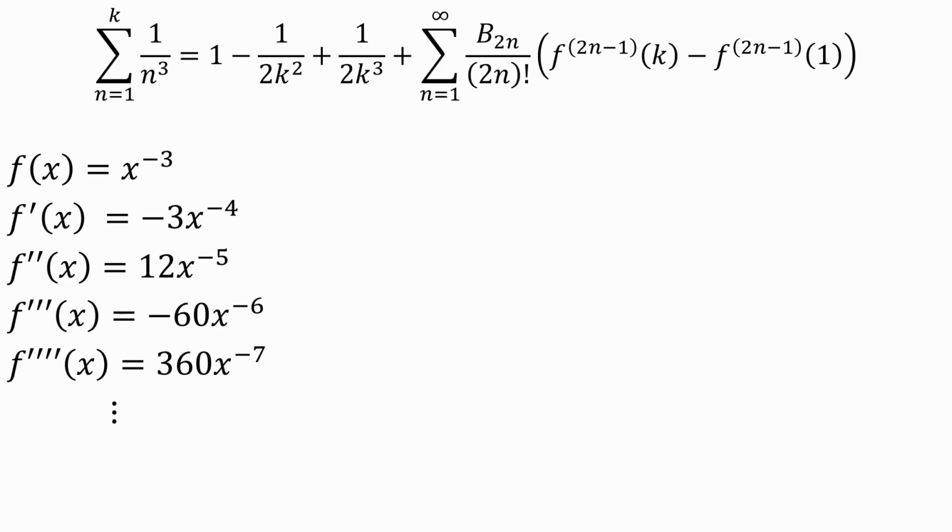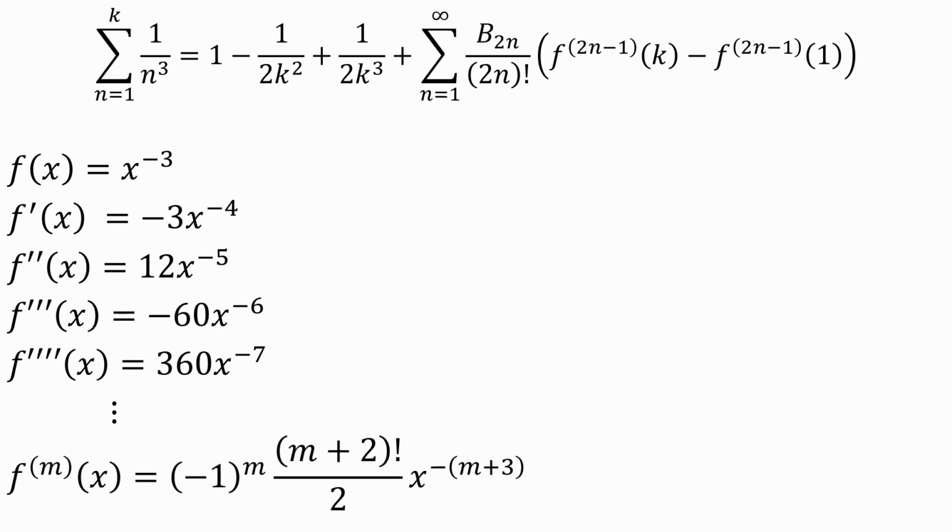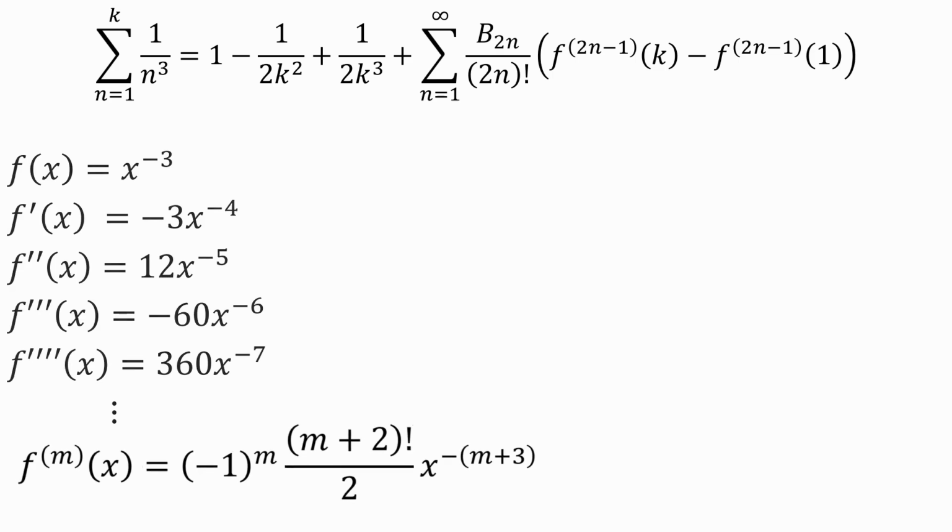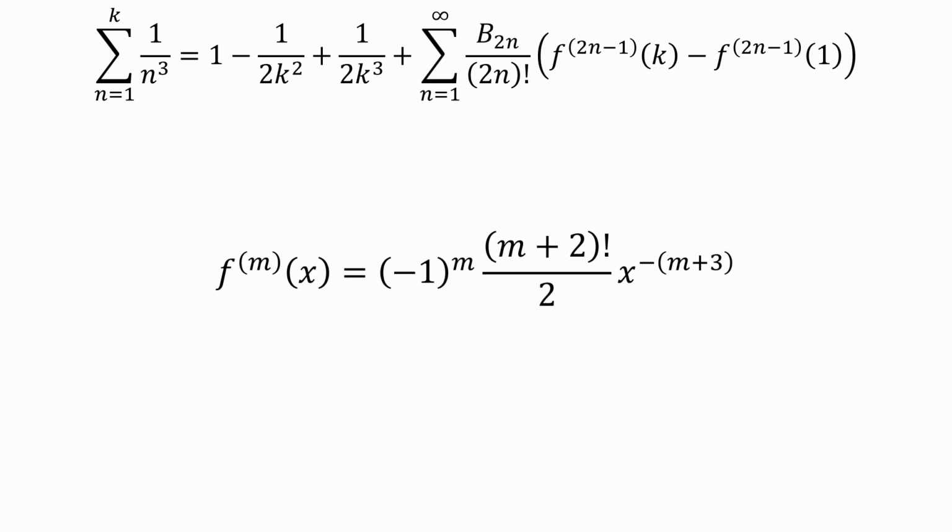They also alternate between positive and negative, with the even derivatives being positive. So we'll have a factor of minus 1 to the m. Finally, the power of x in the mth derivative is x to the minus m plus 3. Putting this all together, we have the mth derivative here. If you wanted to prove this more rigorously, you could use induction, but I'm not going to bother doing that here. Of course, we actually wanted the 2n minus 1th derivative, so let's let m equal 2n minus 1.